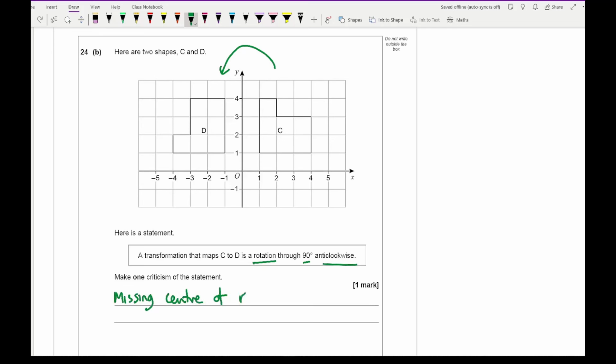of rotation, which in this case is 0, 0. And I would say that is probably the most common answer that you could get. But again, there are several statements you can make that could give you the full marks, but I would say go for that one and you'll be absolutely fine.